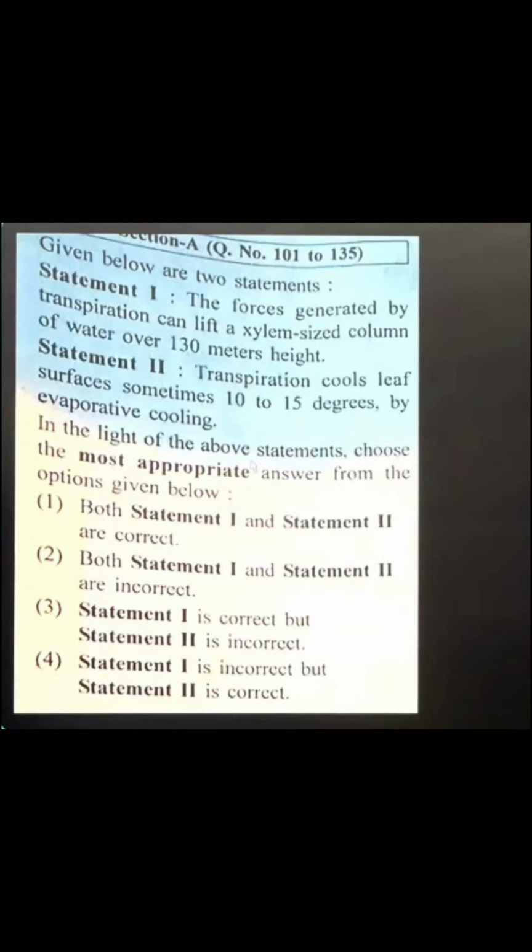Given below are two statements. Statement 1: The forces generated by transpiration can lift a xylem-sized column of water over 130-meter height. And second statement is: transpiration cools leaf surfaces, sometimes 10 to 15 degrees, by evaporative cooling. So statement 1 and statement 2 are correct. So option 1 will be correct.